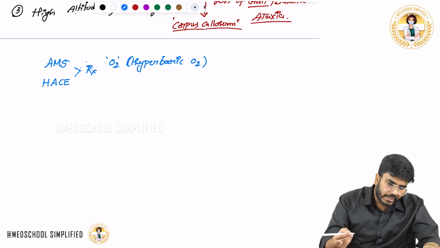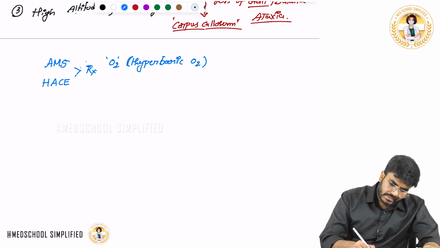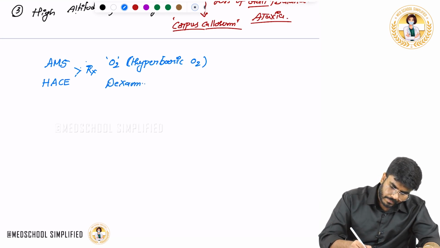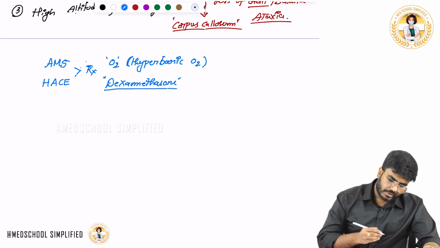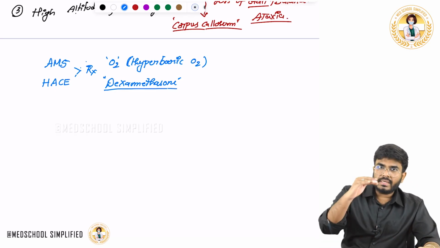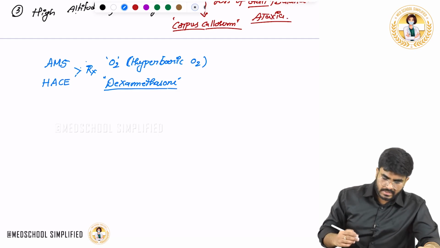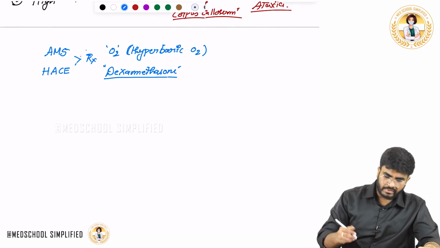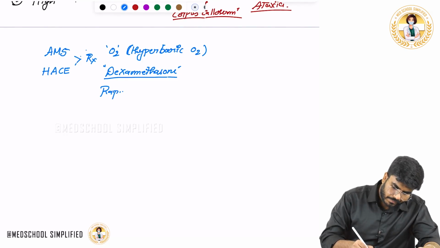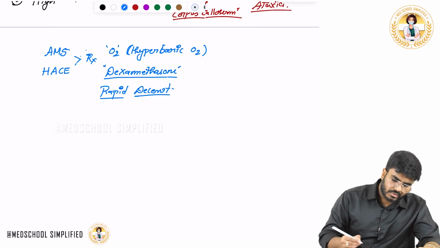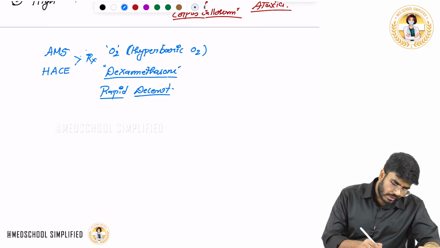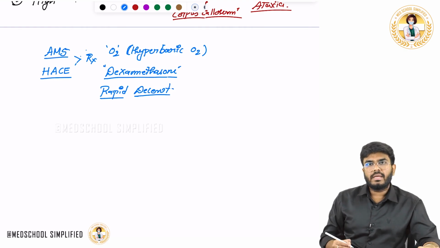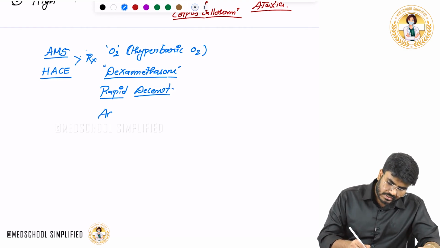Next, what else you can do is dexamethasone. Dexamethasone can be used in these patients. Dexamethasone, hyperbaric oxygen, and you have to immediately descend this patient to a lower level, towards sea level. Rapid descent. Bring him down. So these are the things you can do for acute mountain sickness or high altitude cerebral edema.